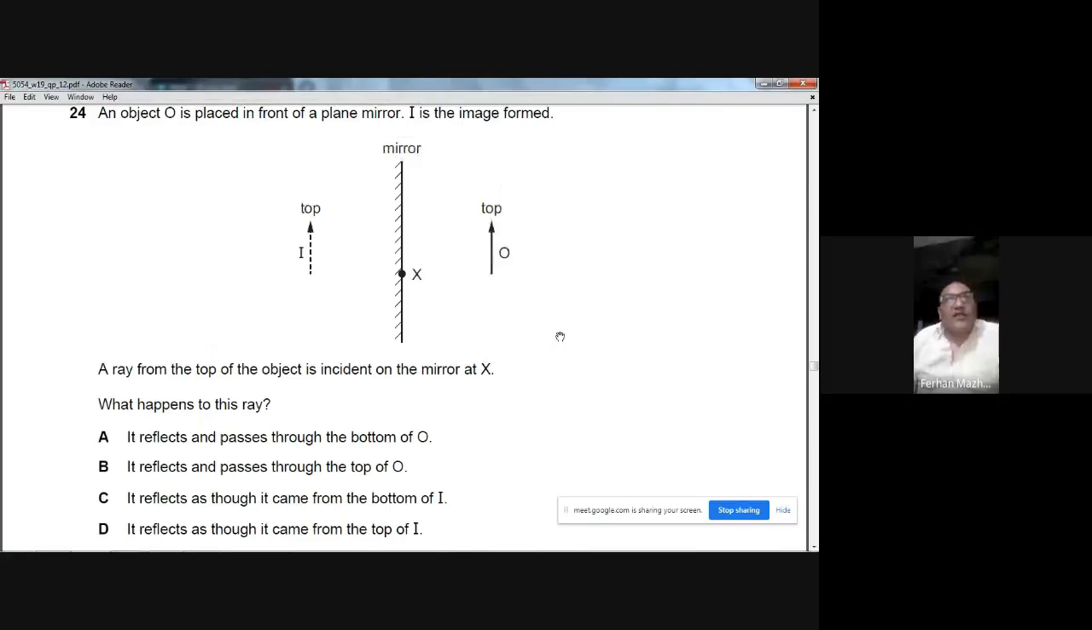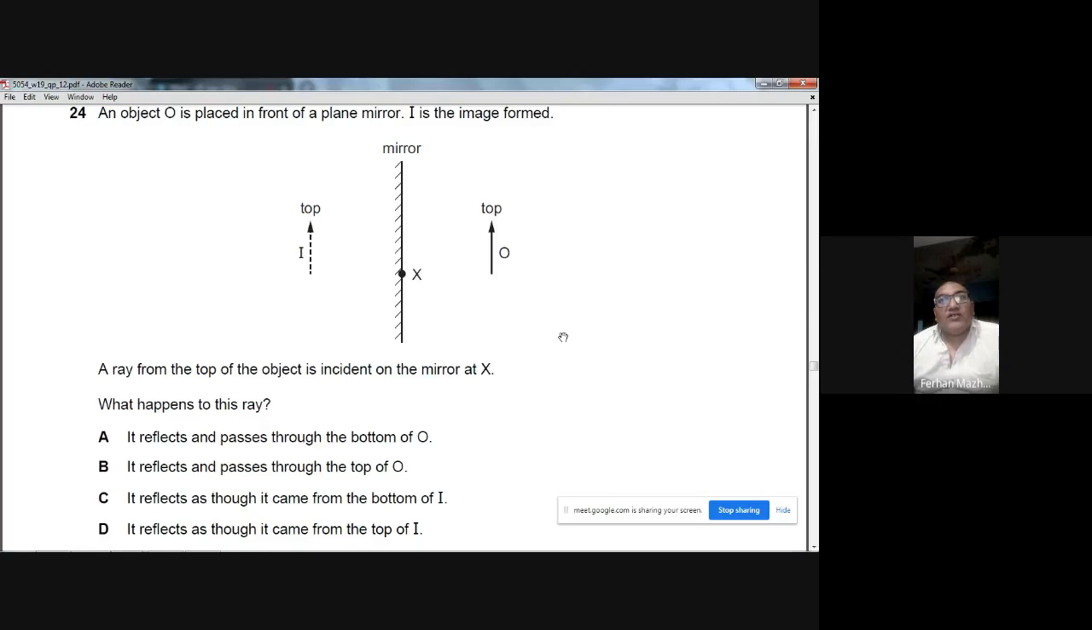An object O is placed in front of a plane mirror. I is the image formed. A ray from the top of the object is incident on the mirror at X. What happens to this ray? It reflects and passes through the bottom of O. No, it reflects and passes through the top of the O. Yeah. It reflects as though it came from the bottom of I.